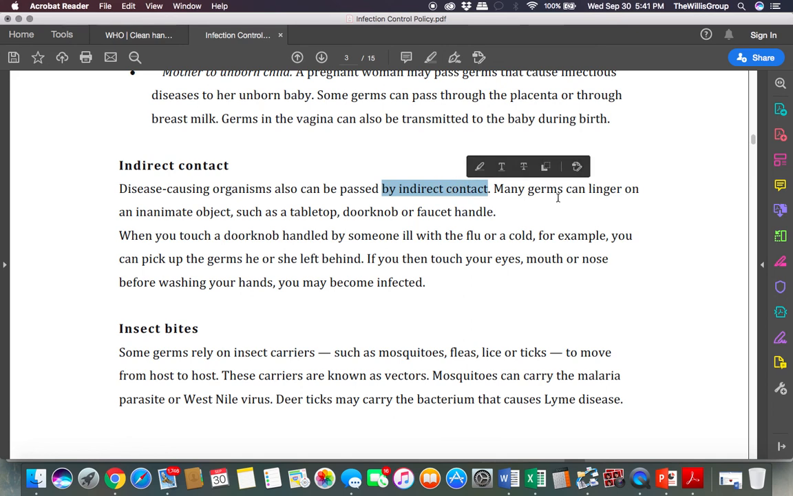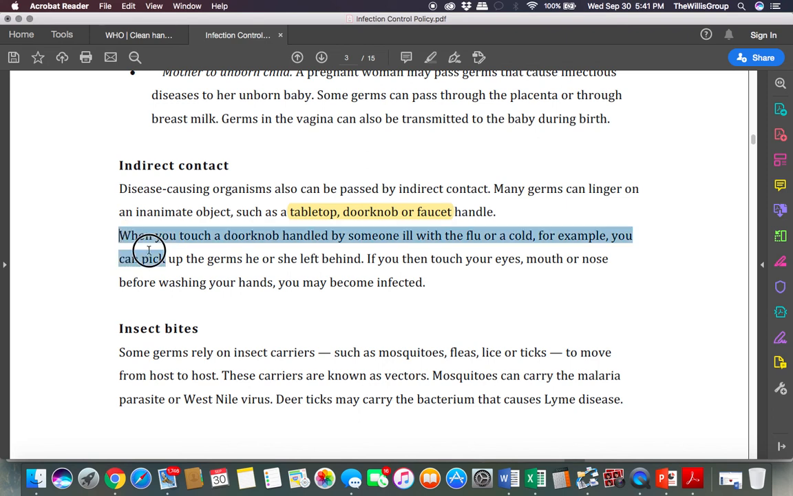So again, we're talking about the fact that germs linger on objects such as tabletops, doors, doorknobs, faucets, handles, that kind of thing. So that's why it's important for us in particular to make sure that we are disinfecting tabletops, doorknobs, and all the things that we previously mentioned. When you touch a doorknob that's handled by someone who's ill with the flu or cold, for example, you can pick up germs that he or she has left behind.